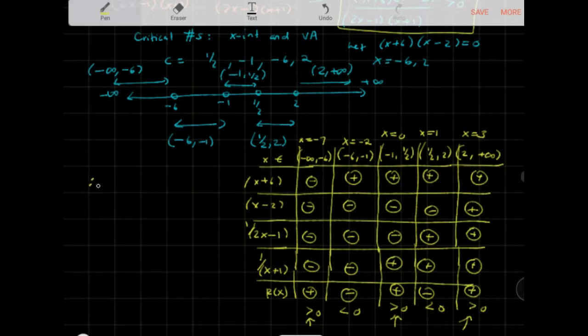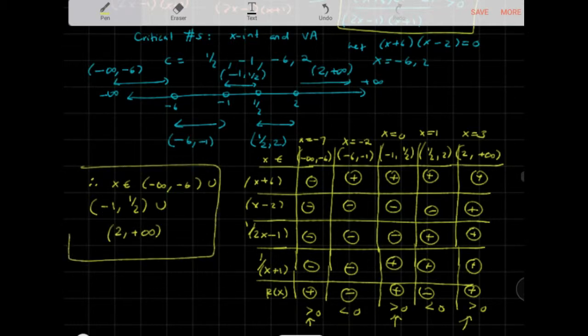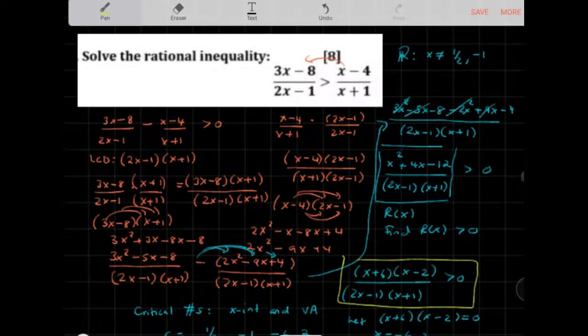So therefore, to solve this inequality, x belongs to negative infinity and negative 6, union negative 1 and 1/2, union 2 and positive infinity. Okay, so all of the values in these intervals will satisfy this inequality.